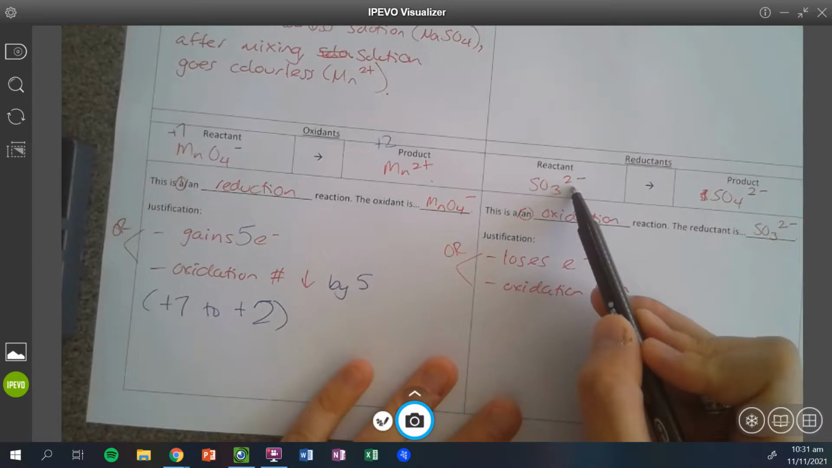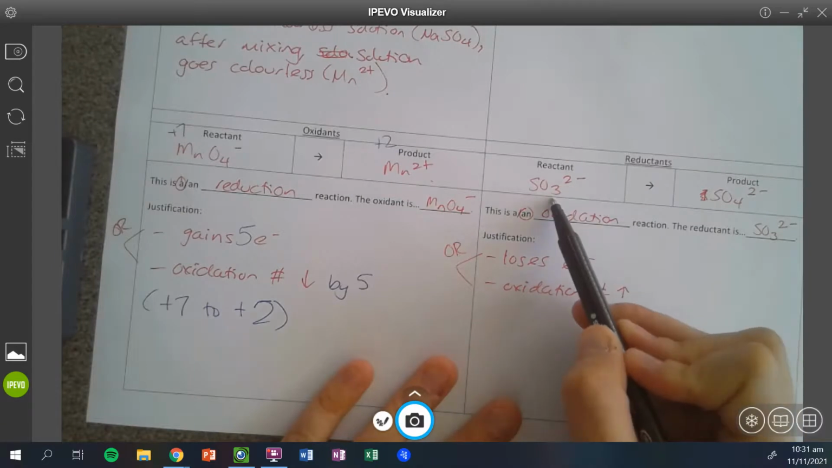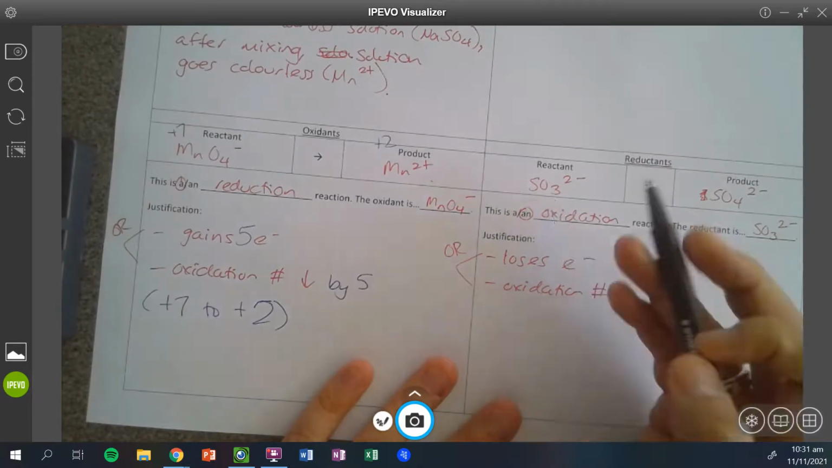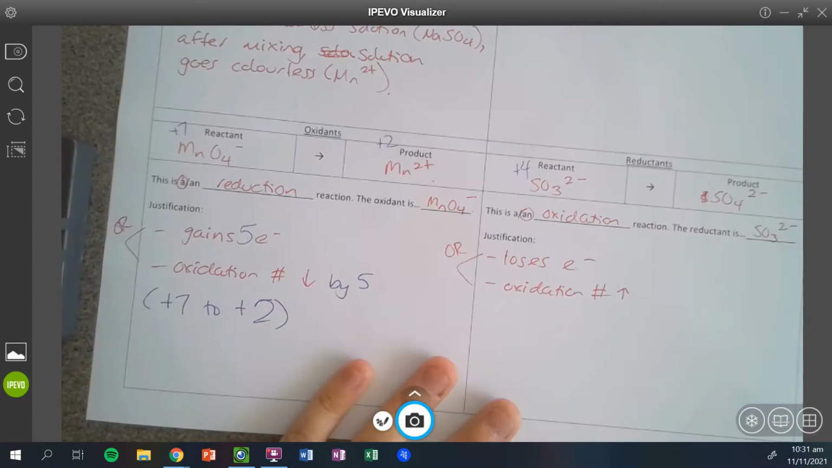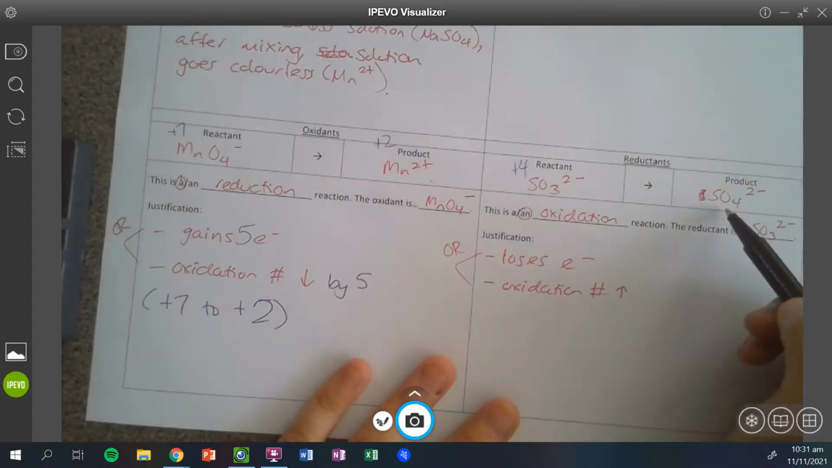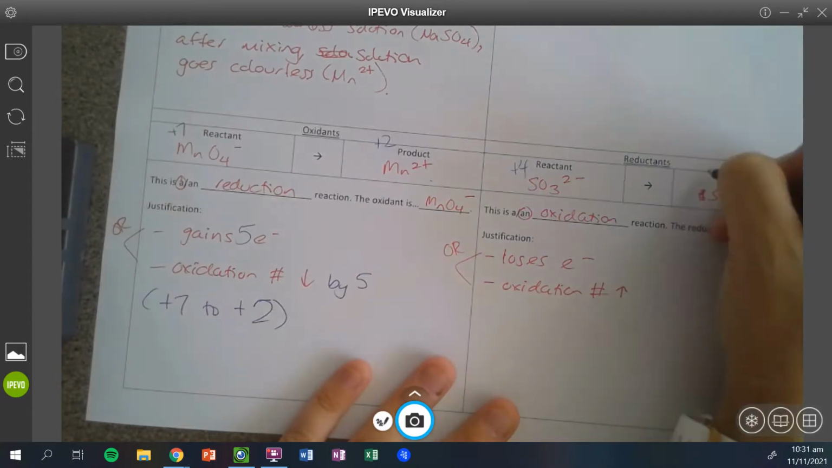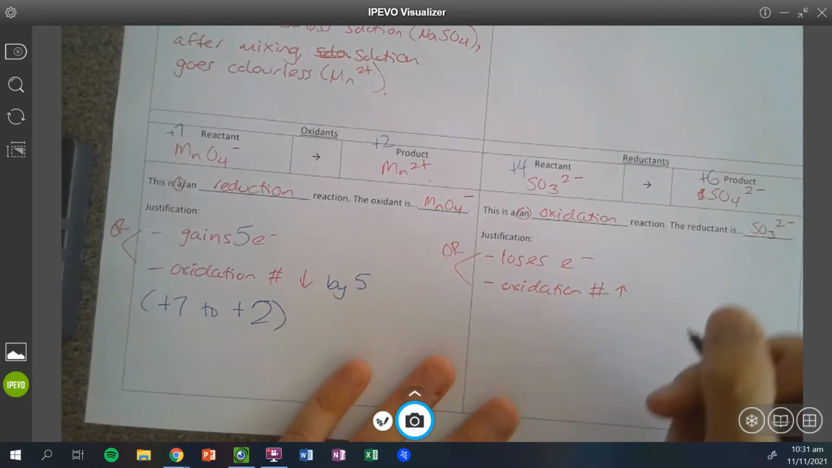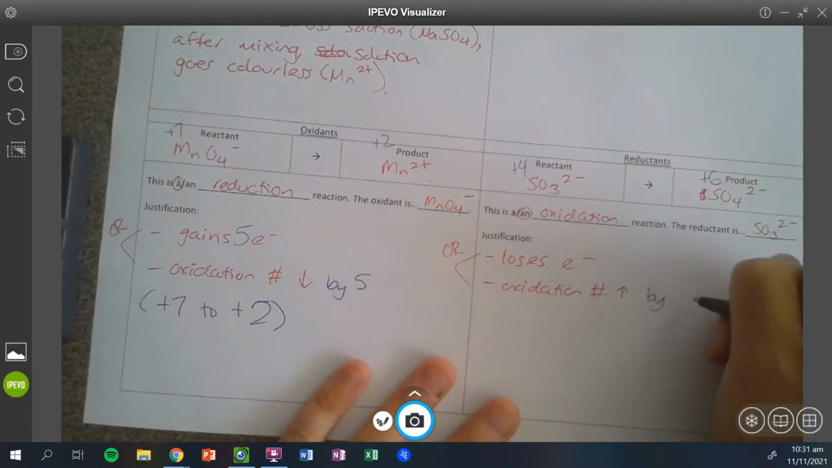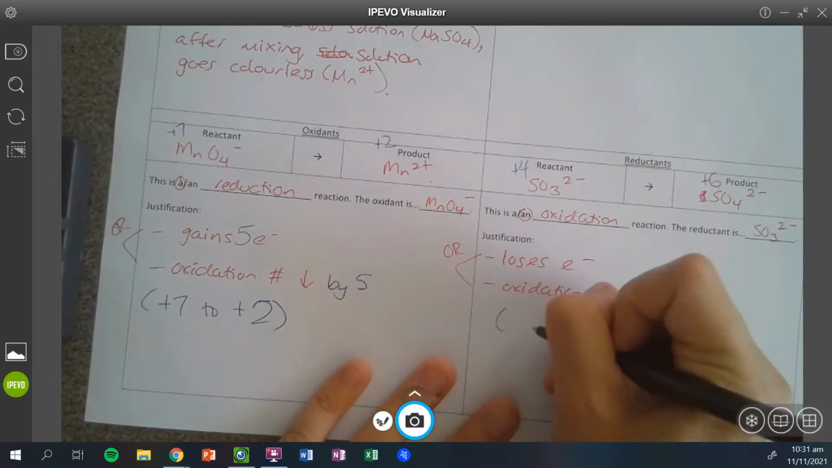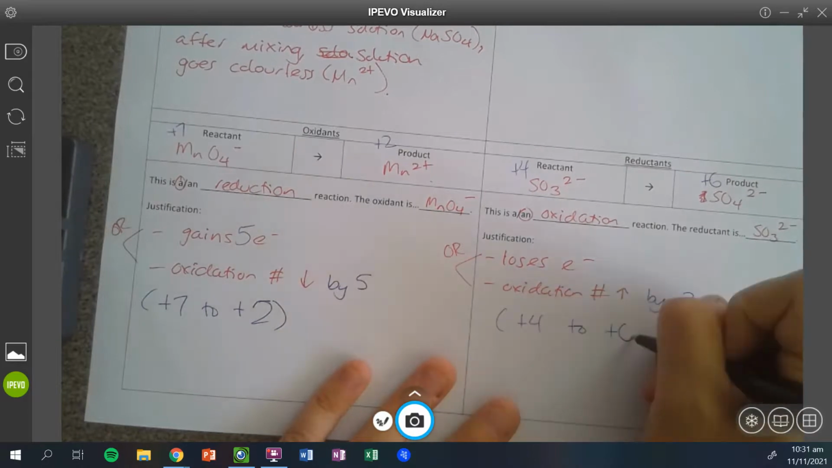SO3 2 minus. So that's negative 2 times 3, which is negative 6. It's a negative 2 charge, so this guy is positive 4 right now. This guy over here, negative 2 times 4, negative 8, with a 2 negative charge, so that's now positive 6. So the oxidation number has increased by 2. We are going from positive 4 to positive 6.